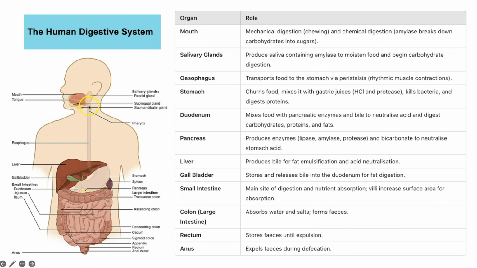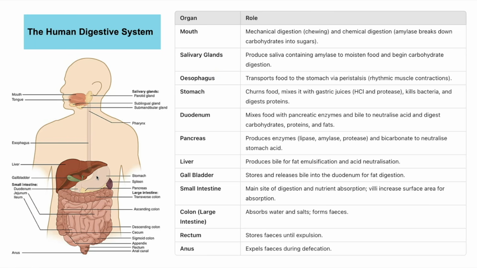Then the food is swallowed and it goes down the esophagus, which is this tube here. Ignore the spelling in this picture. This is the UK spelling of esophagus. And that's just a tube that connects the mouth to the stomach. Then we get to the stomach, and this is where the food is mixed or churned up.